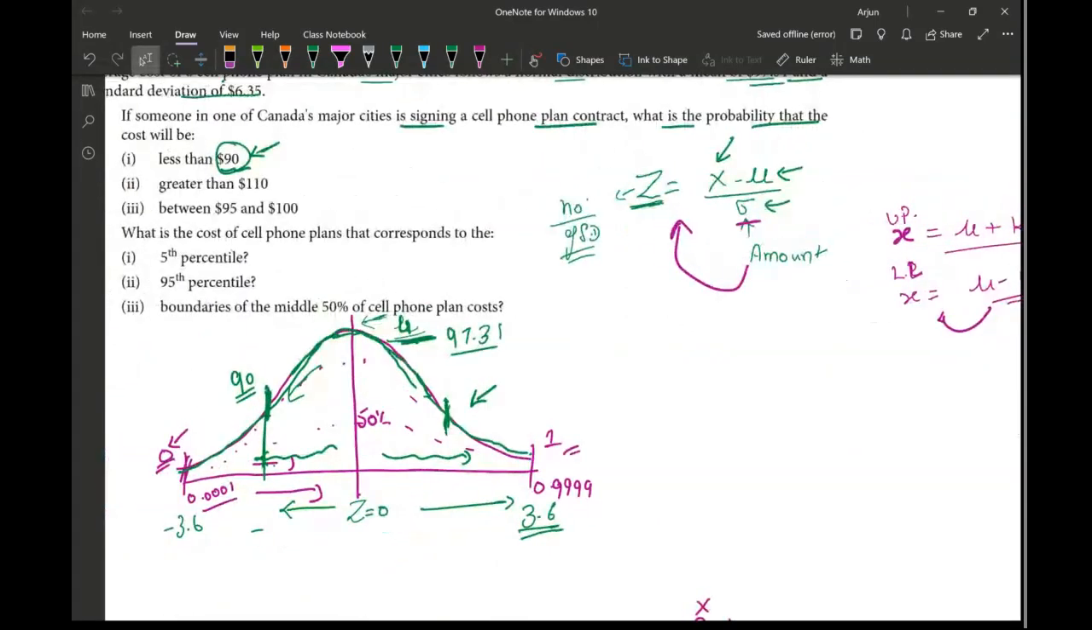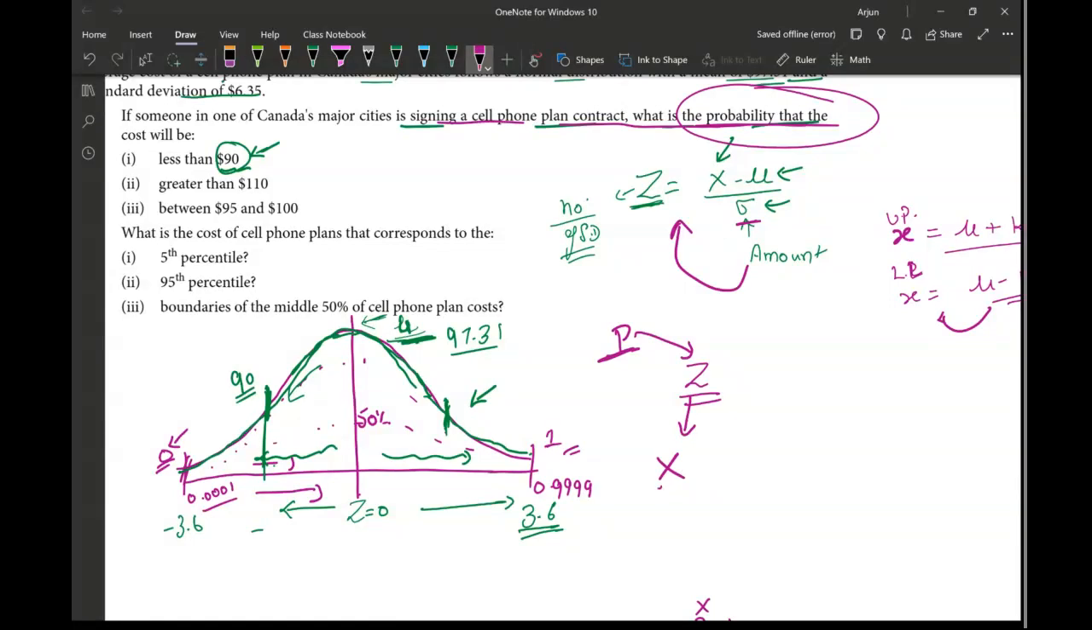We're looking for, if someone in a Canadian city is signing up for the cell phone contract, what is the probability? So we are looking for the probability value. To find the probability, I need the z-score. Sometimes probability will be given and you will be finding the z-score. Sometimes the z-score will be given and you will find the probability. So you will always keep moving between p, z, and x. If x is given, you will go from x to find the z, and then you find the probability. Sometimes probability will be given, you will find the z, and from there you will find the x value. That's about it in these questions.